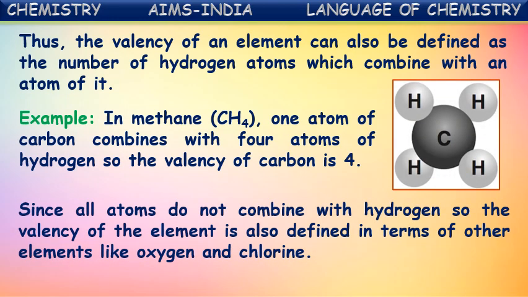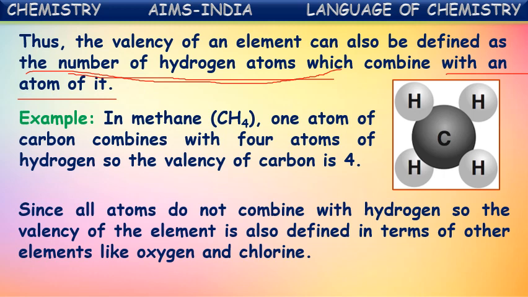Thus the valency of an element can also be defined as the number of hydrogen atoms which combine with an atom of it. The combining capacity of an atom is called its valency. And one more definition, taking hydrogen as the reference: the number of hydrogen atoms which combine with an atom of an element is called its valency.